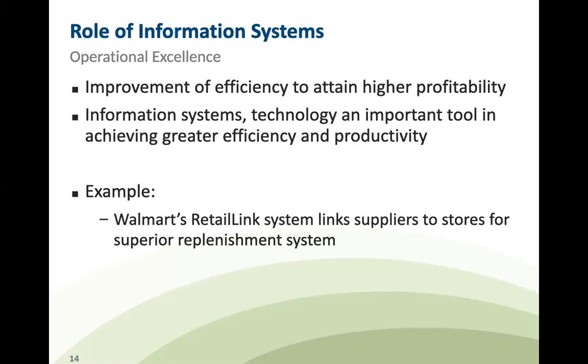We'll consider an example. Walmart's Retail Link system links suppliers to stores for a superior replenishment system. Replenishment basically means restoration of stock. So Walmart has this Retail Link system, which means they are linking themselves with the suppliers. Suppliers and stores are linked together. So whenever the stores get out of stock, when their stocks decrease, the suppliers are automatically informed. So it's easy for them to restore their stock.